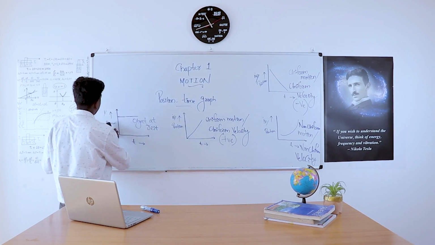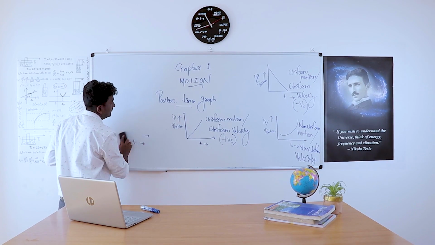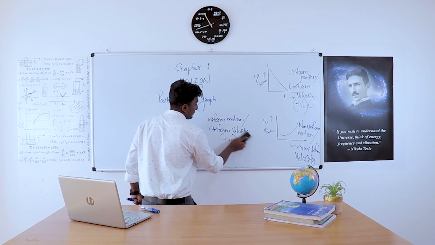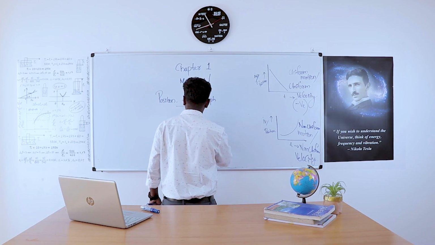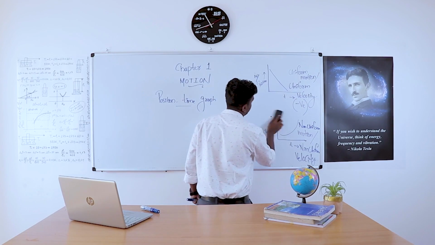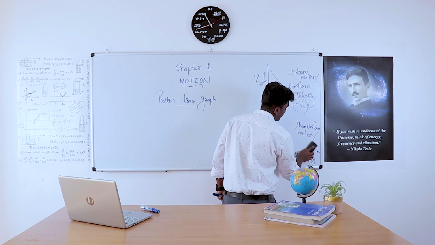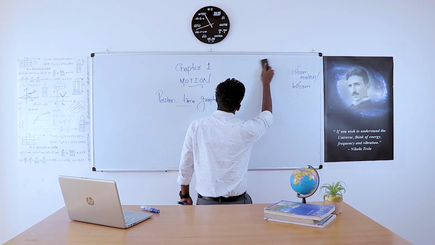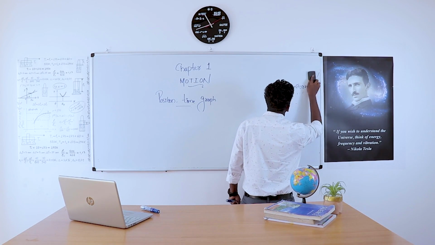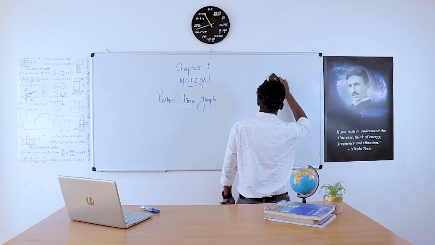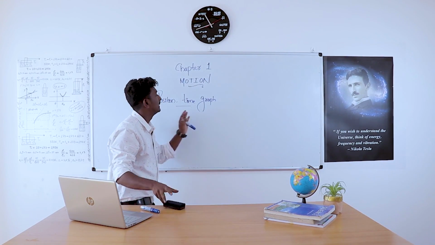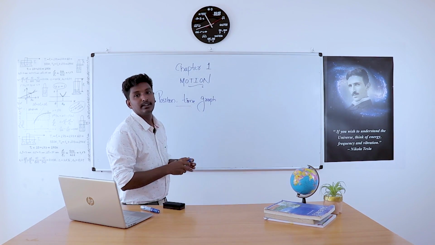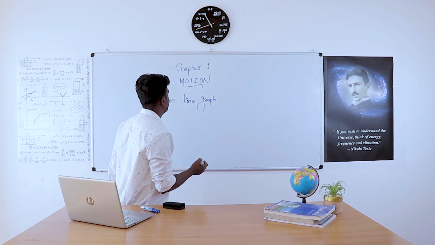Please understand the four natures of the position time graph. Just free up your mind and store it, because we have the same graphs in the velocity time graph. Then you may be a bit confused. So just learn it by heart right now. The last topic of position time graph is the slope of the position time graph.